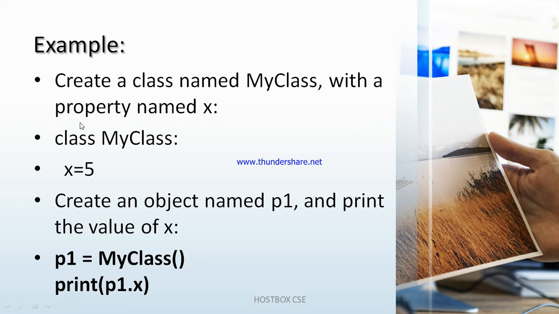The example is to create a class called MyClass with a property named x. To create a class, you give class MyClass. I am going to assign x equal to 5 and create an object named p1 and print the value of x. So p1 is equal to MyClass(), and then print p1.x. When you execute this, in Python 3.8.0 for example, it will print the answer, that is the x value is 5.